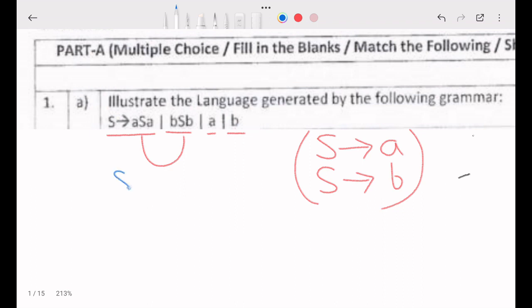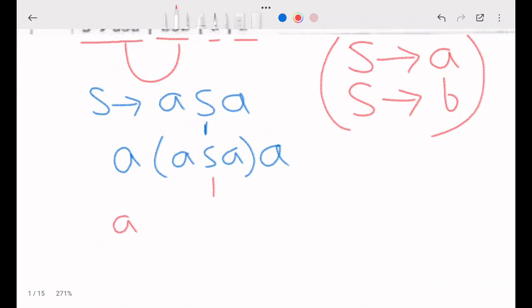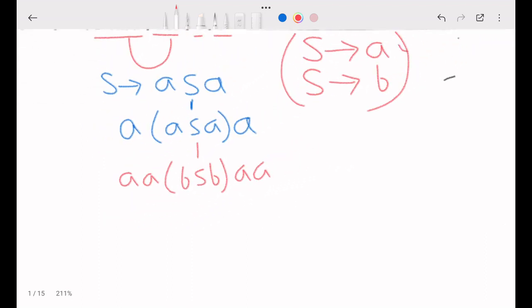I am writing S produces A S A. Then again, S produces B S B, and this is A. Done. Because S produces B S B also. Now I can stop anytime because these are terminals. I am using these terminals A, B. Suppose I am writing A in place of S, B A.